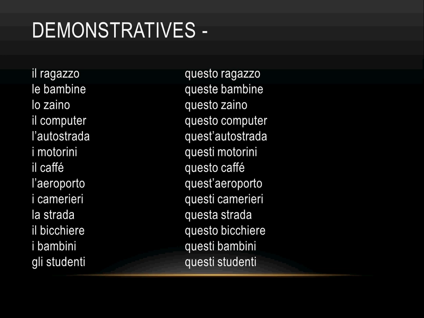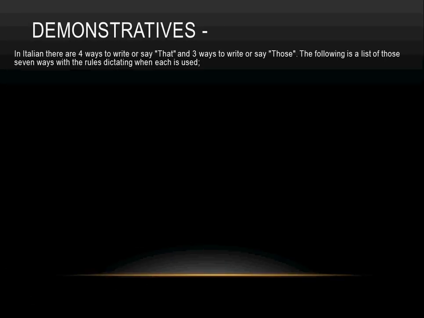If you didn't get it down, I really recommend you go through this section again until you do. I think you'll pick up on it pretty easily. Remember, if the noun begins with a vowel, you simply use quest', apostrophe. For all the others, think about it: singular masculine is an O, singular feminine is an A, and the plurals are E or I. Questo, questa, questi, queste. Okay, let's move on to the next demonstrative.